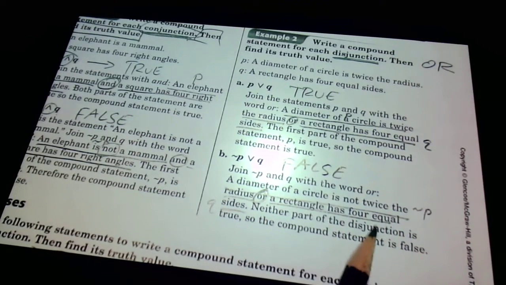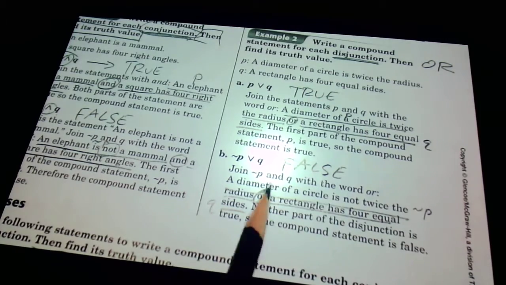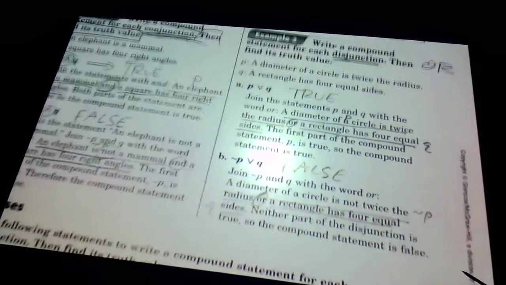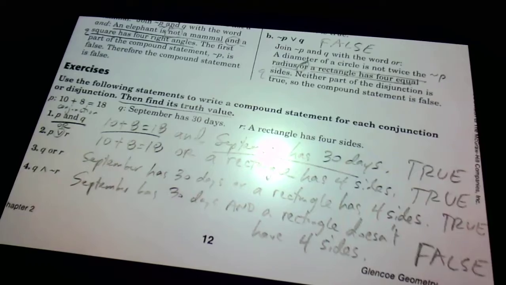Or a rectangle has 4 equal sides. A rectangle does not have 4 equal sides. So since both of our statements in our compound statement are false, the whole thing is false. That's how it works. All right, I'll jump down here. You can write this down.